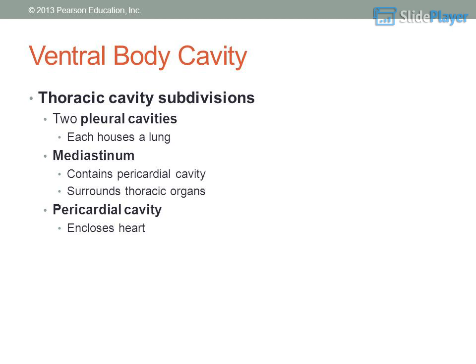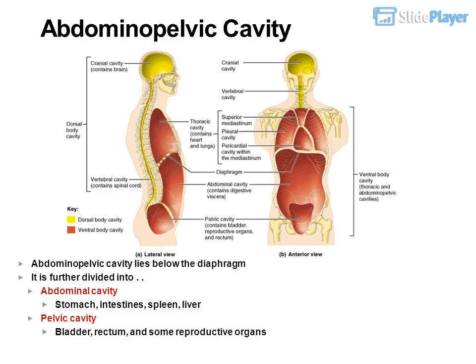Ventral body cavity, thoracic cavity subdivisions. Two pleural cavities, each houses a lung. The mediastinum contains the pericardial cavity and surrounds thoracic organs. The pericardial cavity encloses the heart.